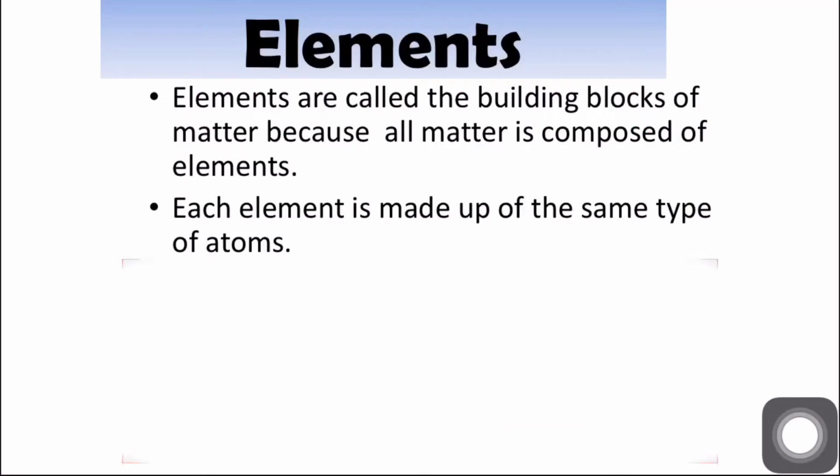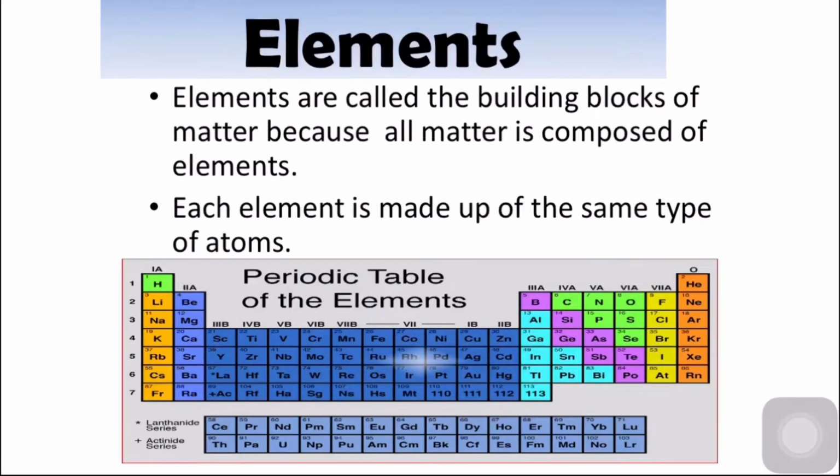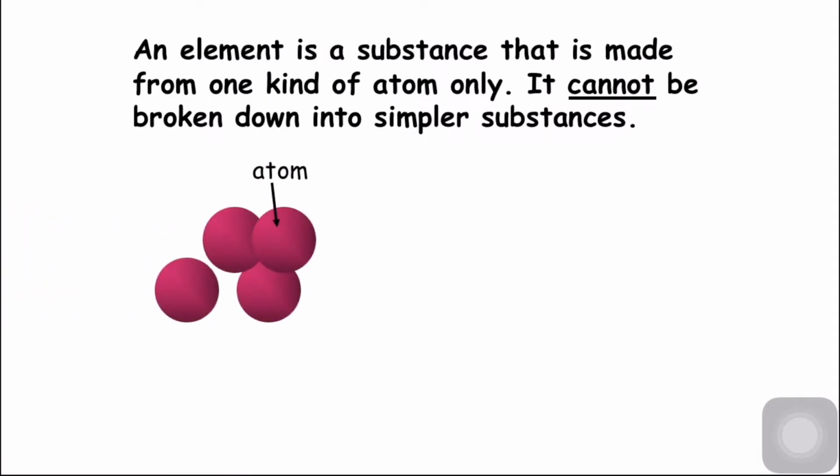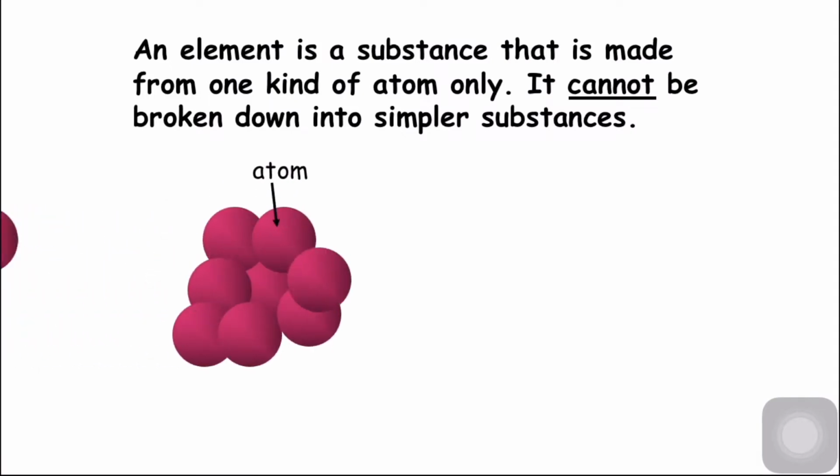Elements and compounds. Elements are called the building blocks of matter because all matter is composed of elements. Each element is made up of the same types of atom. As you can see, we have here a periodic table of elements consisting of elements 1 to 113. An element is a substance that is made from one kind of atom only. It cannot be broken down into simpler substances.